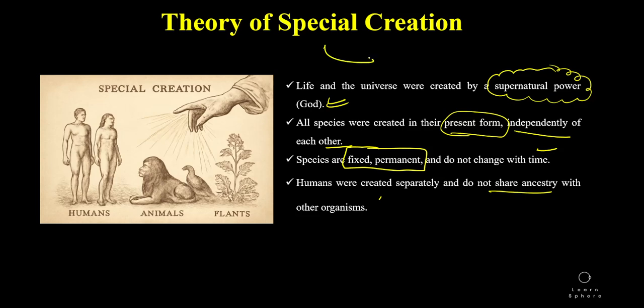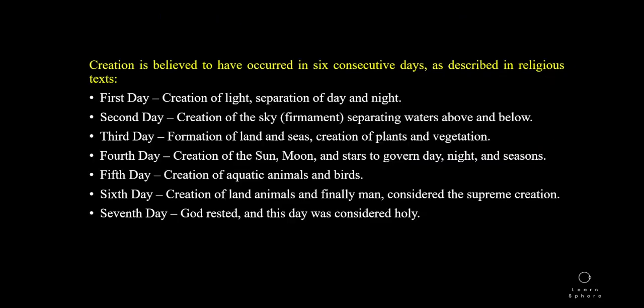This theory says that all the species were created in their present form. There was no evolution of species, and humans were created separately and do not share ancestry with any other organism. And according to this theory, this whole universe was created in 6 consecutive days.